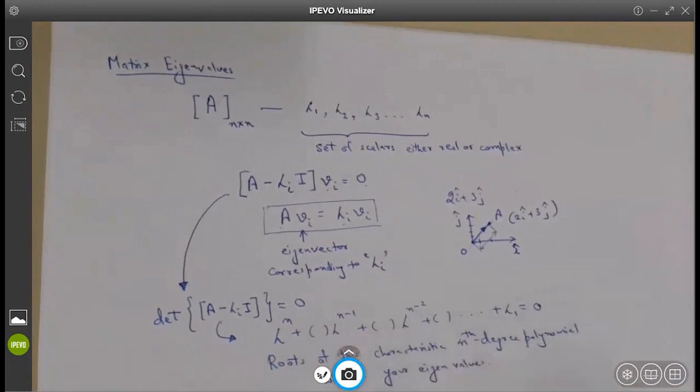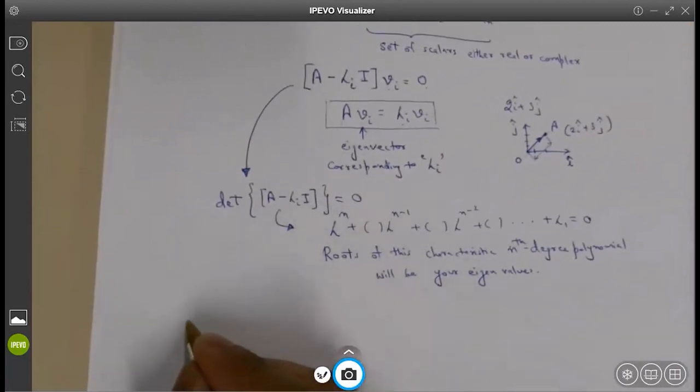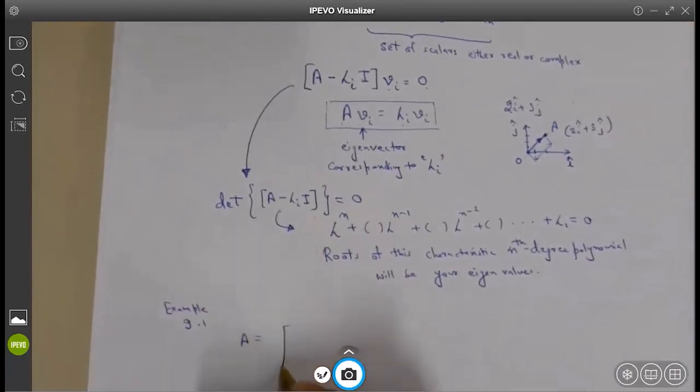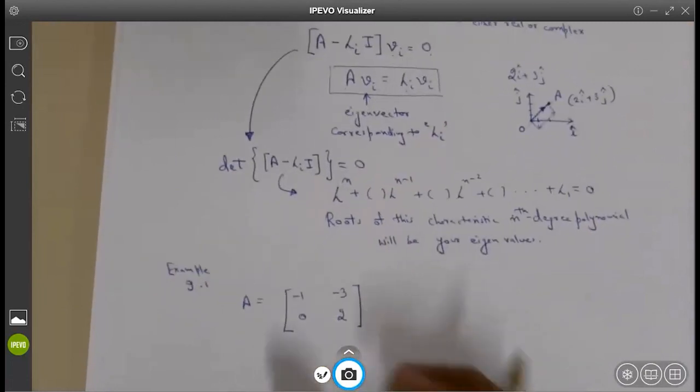So let's take just one specific example from the textbook. I am looking at example, actually we'll start with 9.1. So I'm just taking the textbook example 9.1, and it says that if your A matrix is given as [-1, -3; 0, 2], find the eigenvalues for this matrix.